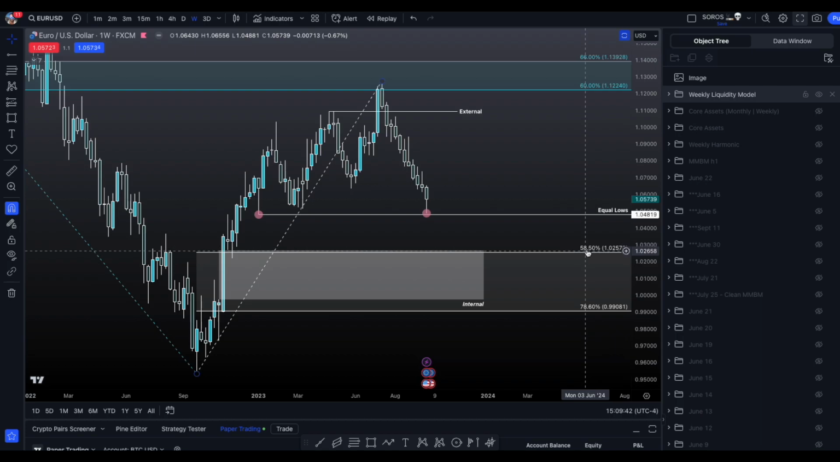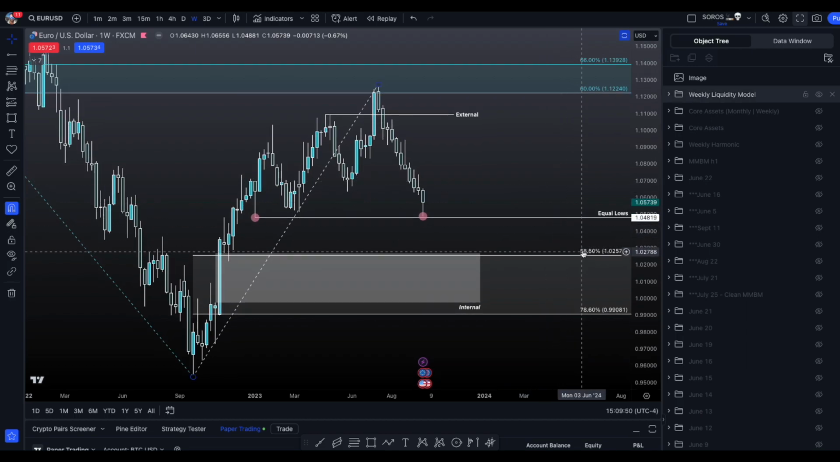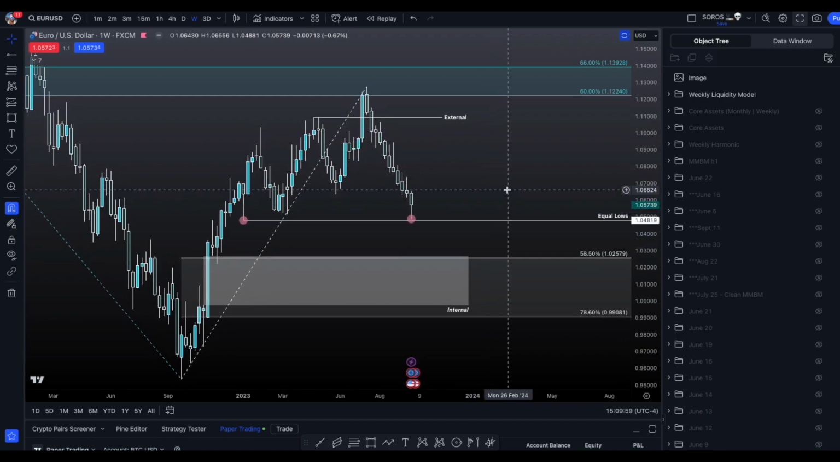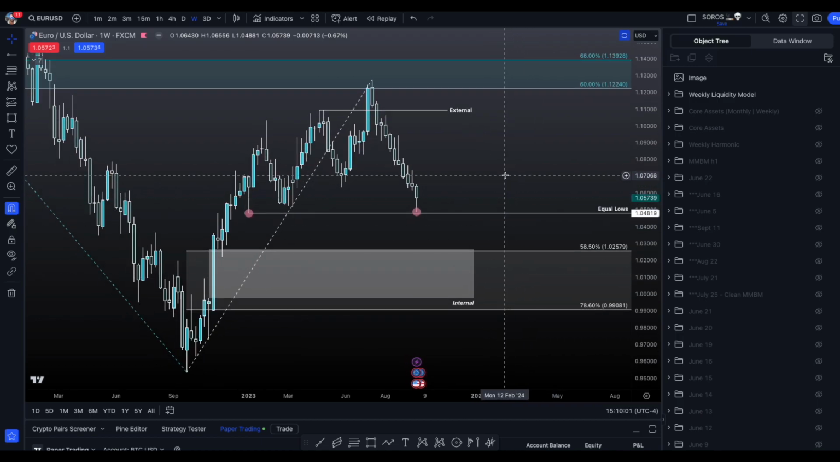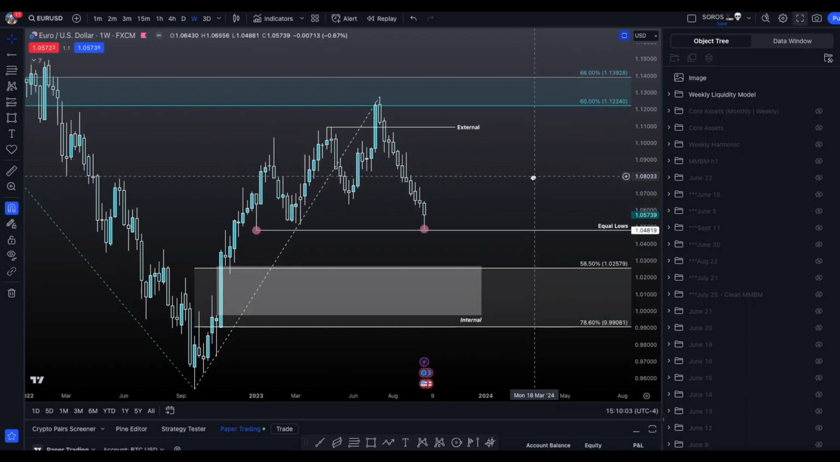So the idea is I don't want to get front run. I noticed with my back testing, 618 gets front run, even 60 gets front run in Euro USD. So I find that 58.5 is, from my testing, a pretty good balance where you could front run the front runners. But anyways, that's the target to the downside.